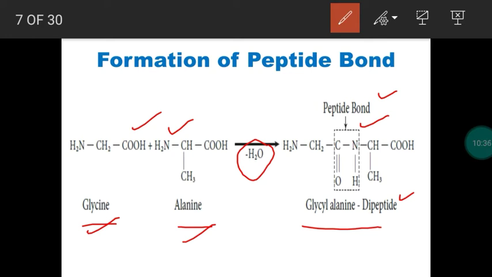Like that, it extends. So generally, we call them polypeptides because in proteins, more numbers of amino acids are linked together by this peptide bond. So we have polypeptide chains, right? Not only 3 or 4. More numbers of amino acids are joined together by a peptide bond in proteins. So we call this a peptide chain. Okay, so glycyl alanine formation is explained.